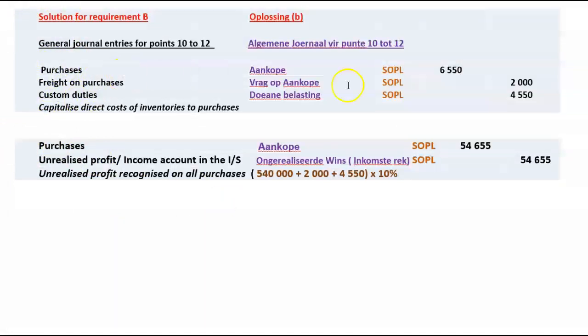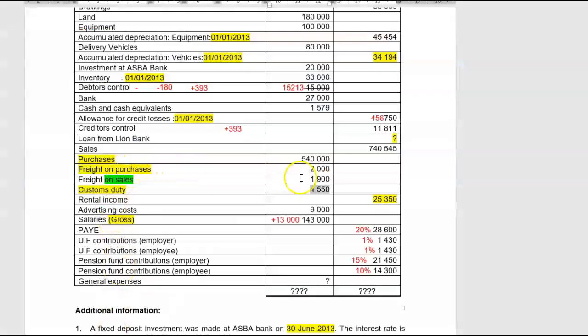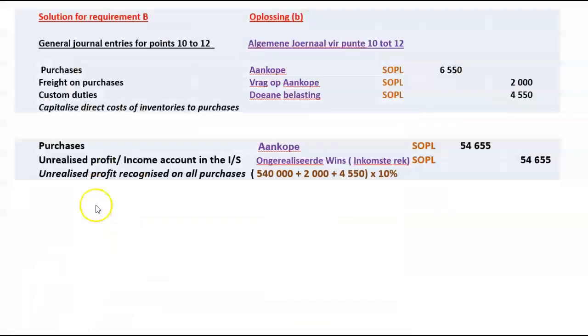Here's the journal entry to close off our purchase-related costs to our purchases. So we're going to credit freight on purchases with 2,000 Rand. There it is, freight on purchases. It had a debit balance. To get it out, we're going to credit this account and debit purchases with 2,000 Rand.